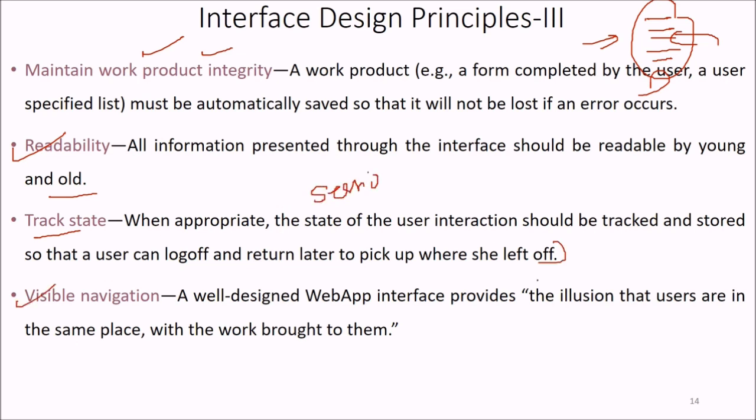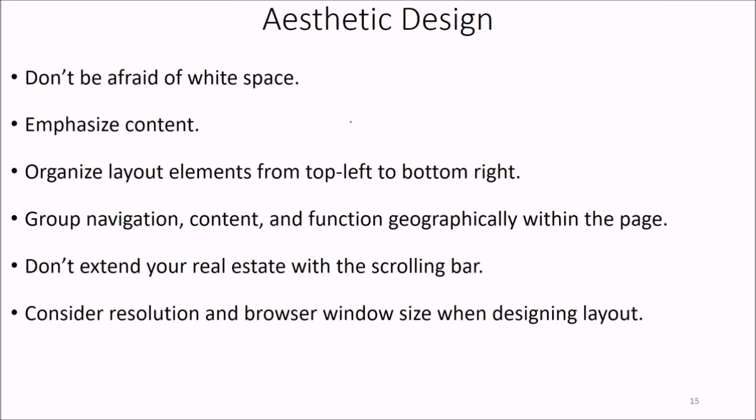Visible navigation. Visible navigation means the illusion that users are in the same place with the work brought to them, not that the user has to run here and there to get the work. The aesthetic design has something to offer. Don't be afraid of white spaces. Emphasize the content. Organize layout elements from top left to bottom right.